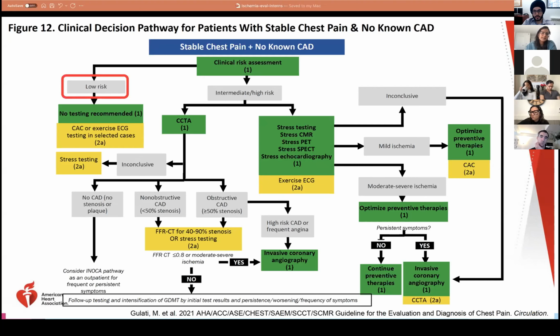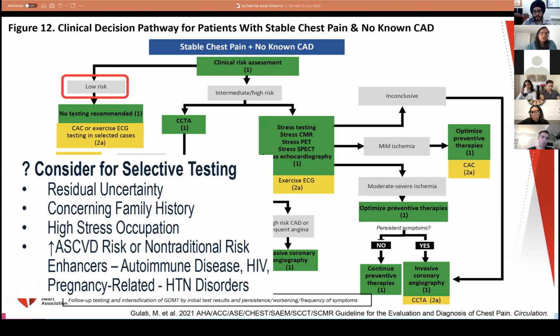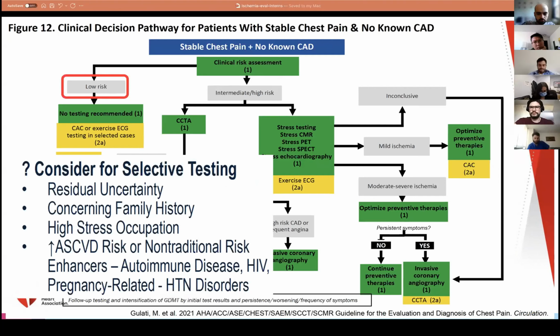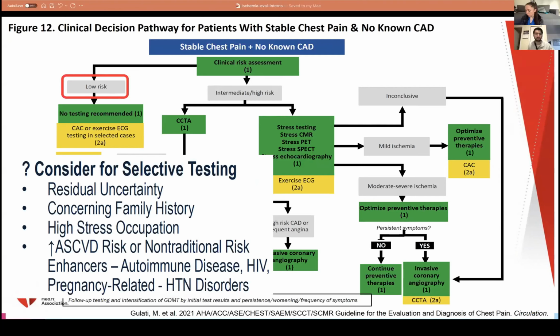The other thing they recommend is for some people, who have, let's say, a high family history, or who have risk factors such as HIV or adverse pregnancy outcomes, some non-traditional or traditional risk factors, but you still think that they're low risk.